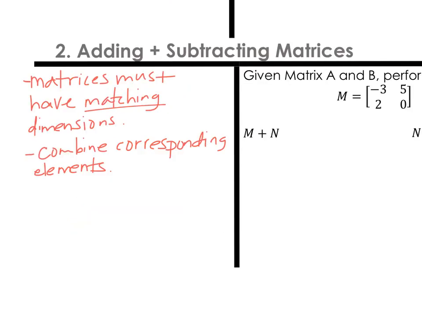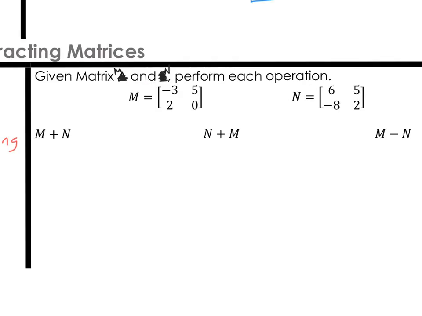When asked to add and subtract matrices, it's pretty easy to do as long as the first rule is in place. Matrices must have matching dimensions, and all you do then is combine corresponding elements, like the first row and first column with the first row and first column, and so on. Let's take a look at a couple of matrices over on the right.